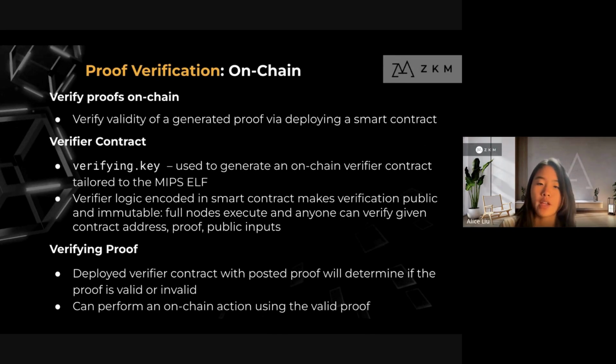Now for verifying your proofs on-chain, use the verifier key. That verifier logic is encoded in the smart contract, which makes verification public and immutable. And your deployed verifier contract with your posted proof will determine if your proof is valid or invalid.